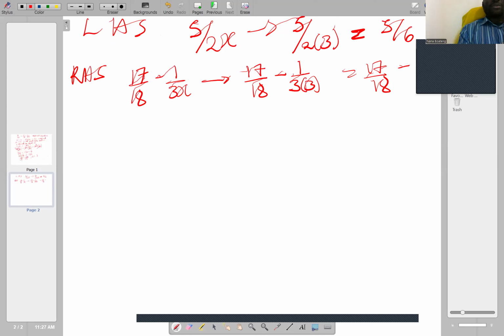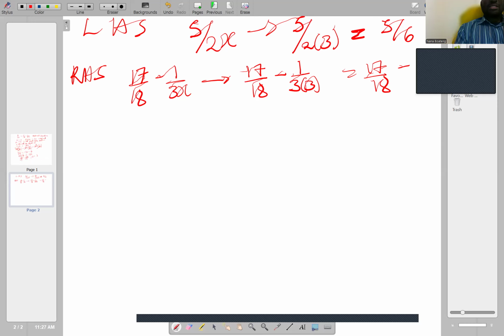All right, so the LCM for this is 18. 18 divides 18 once. 1 times 17 is 17. Minus, 18 divides 9 twice, and 2 times 1 is 2. So this gives us 15 divided by 18, right? And 15 divided by 3 is 5, 18 divided by 3 is 6. So we see that the right-hand side is equal to 5 divided by 6.